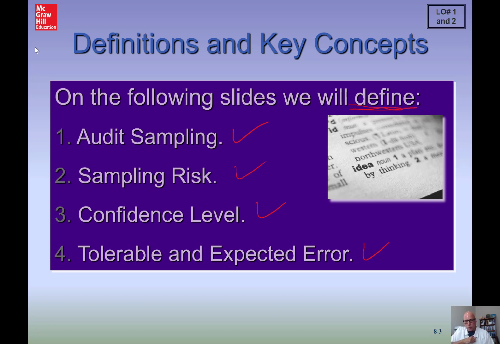And then we'll have the tolerable and the expected rate. Tolerable rate is the most amount of deviation from a control or misstatement that we're willing to accept in a population without determining the control does not have operating effectiveness for our control testing, or that the account balance is materially misstated for our substantive testing. It's the amount we'll tolerate before we'll make the conclusion. The expected error is based on past transactions, or past experience, I should say, with that client.